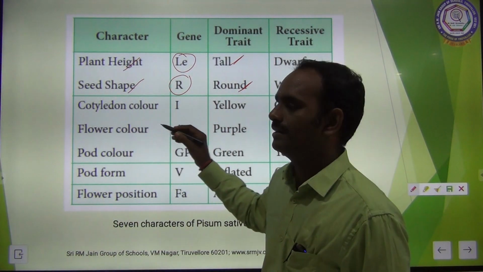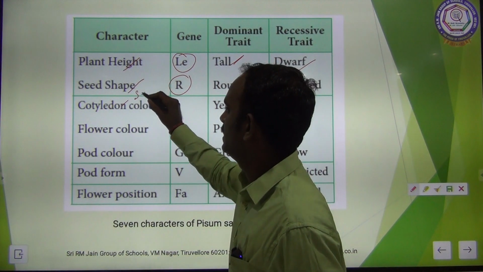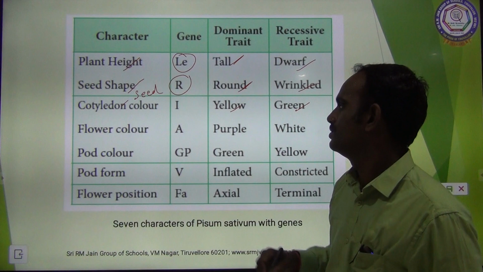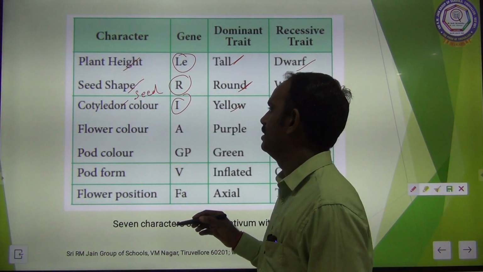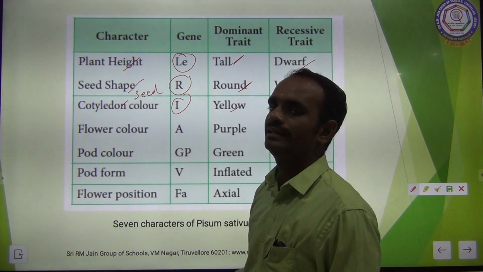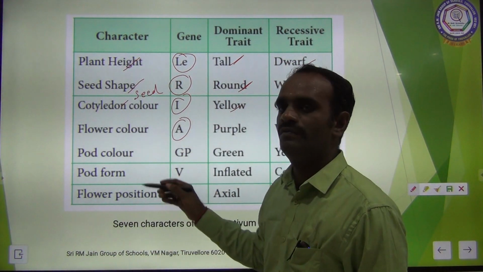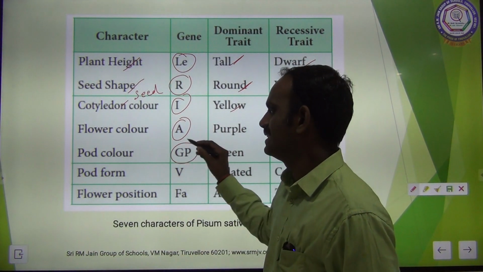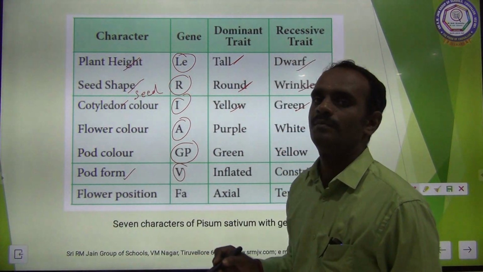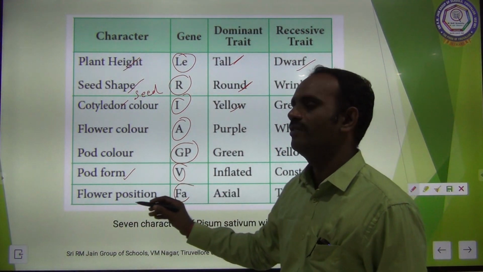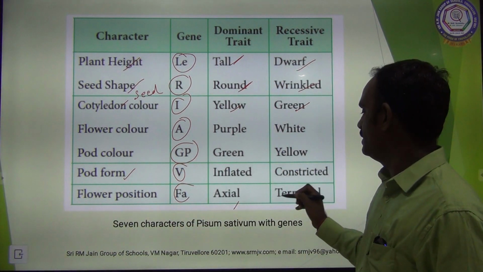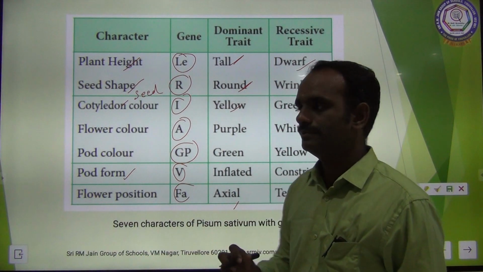Then cotyledon color. Cotyledon means seed color. Dominant means yellow, recessive means green. The I gene is responsible for cotyledon color. The A gene is responsible for flower color. GP is responsible for pod color, V is responsible for pod form, and FA is responsible for flower position. Dominant means axial, recessive means terminal. Clear?